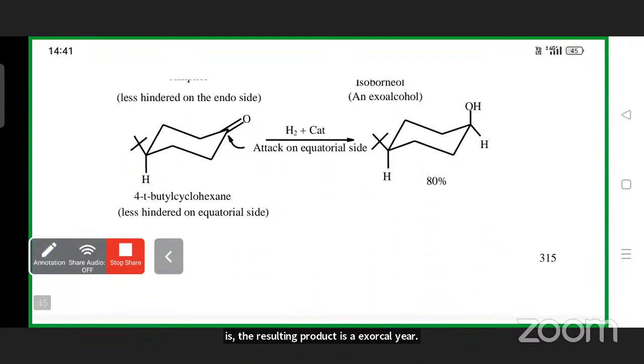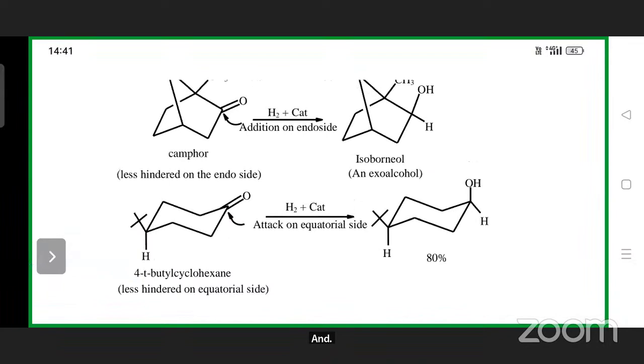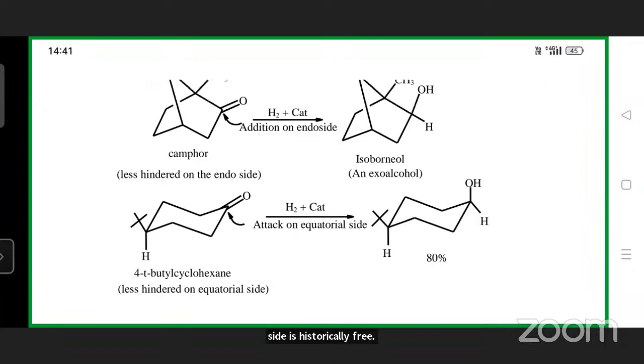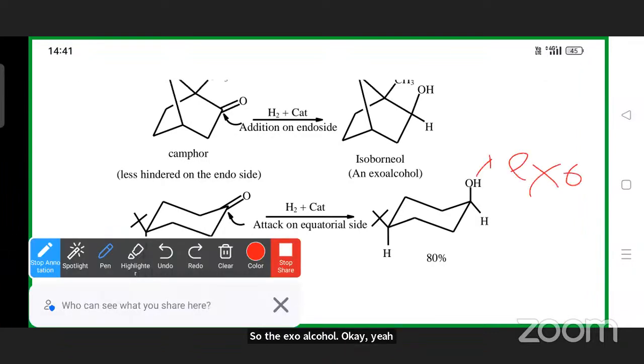And here also you see, in the tertiary butyl cyclohexanone, generally the attack is from the bottom side. It won't come from the top side because the bottom side is sterically free. So the exo alcohol formation is axial here because it is a cyclohexane chair conformation. So the axial alcohol is formed, the equatorial attack being preferred or favored.